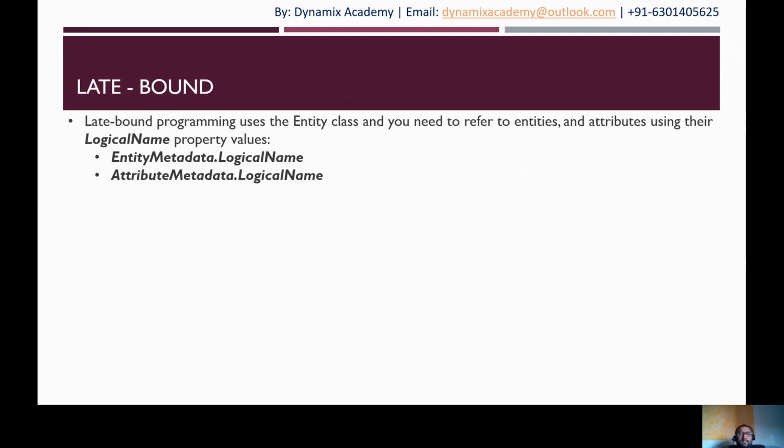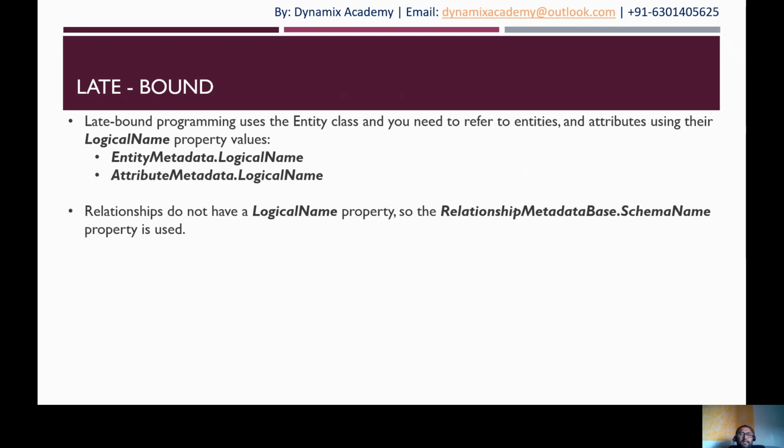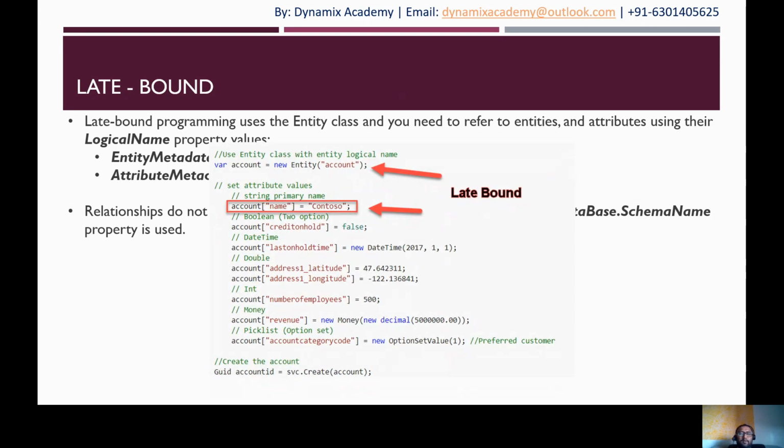So let us now understand late binding in detail. Late binding programming uses the Entity class and you need to refer to entities and attributes using their logical name property values. For example, if you want to get the logical name of an entity, you can use EntityMetadata.LogicalName. Or if you want to get the attribute name, you can find it using AttributeMetadata.LogicalName. And since relationships do not have a logical name property, to retrieve the relationship name you can use the RelationshipMetadataBase.SchemaName property.